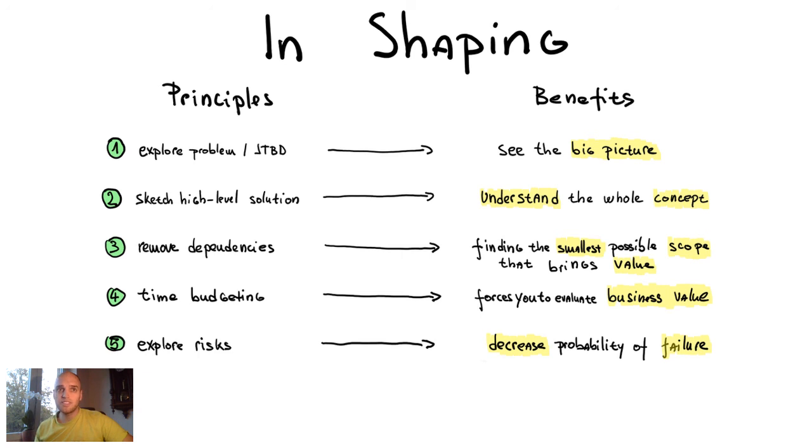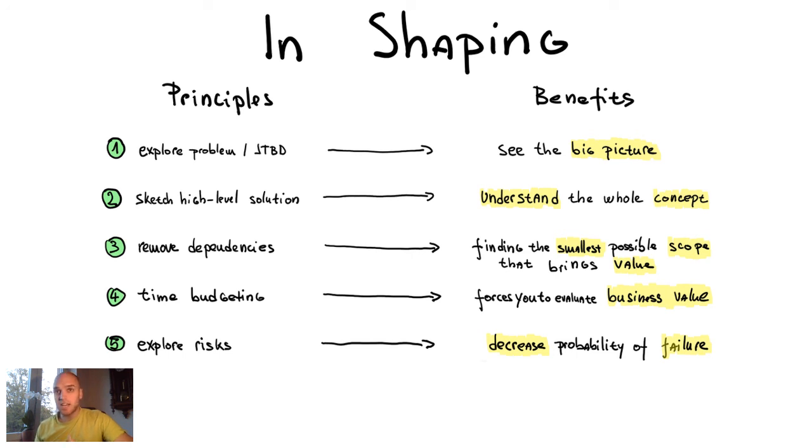The third point is to remove dependencies. Basically, if you are asking your team to work on something for 6 weeks in a very focused way, there should not be any blockers, anything that will distract them. So you should think about how to remove all the dependencies to really make their life easy.